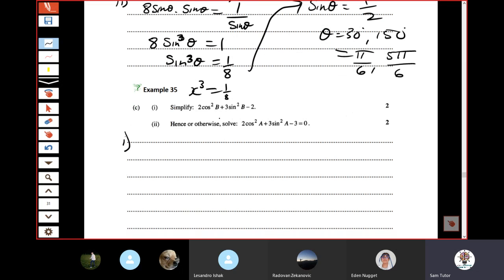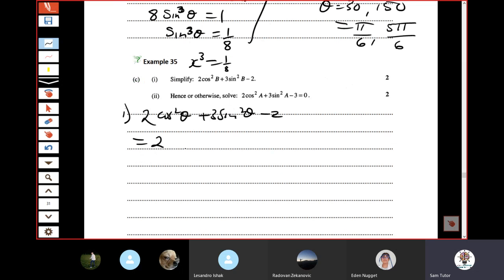Simplify 2 cos squared theta plus 3 sine squared theta minus 2. Okay. Simplify. When I see cos squared and sine squared or whatever, and it's simplify, I'm thinking already of my trig identity. So I'm going to decide to change cos. You could have changed sine. It doesn't really matter. So 2 cos squared theta plus 3 sine squared theta minus 2 becomes 2. I said I'm going to change cos. It's up to you what you decide to do. Minus sine squared.